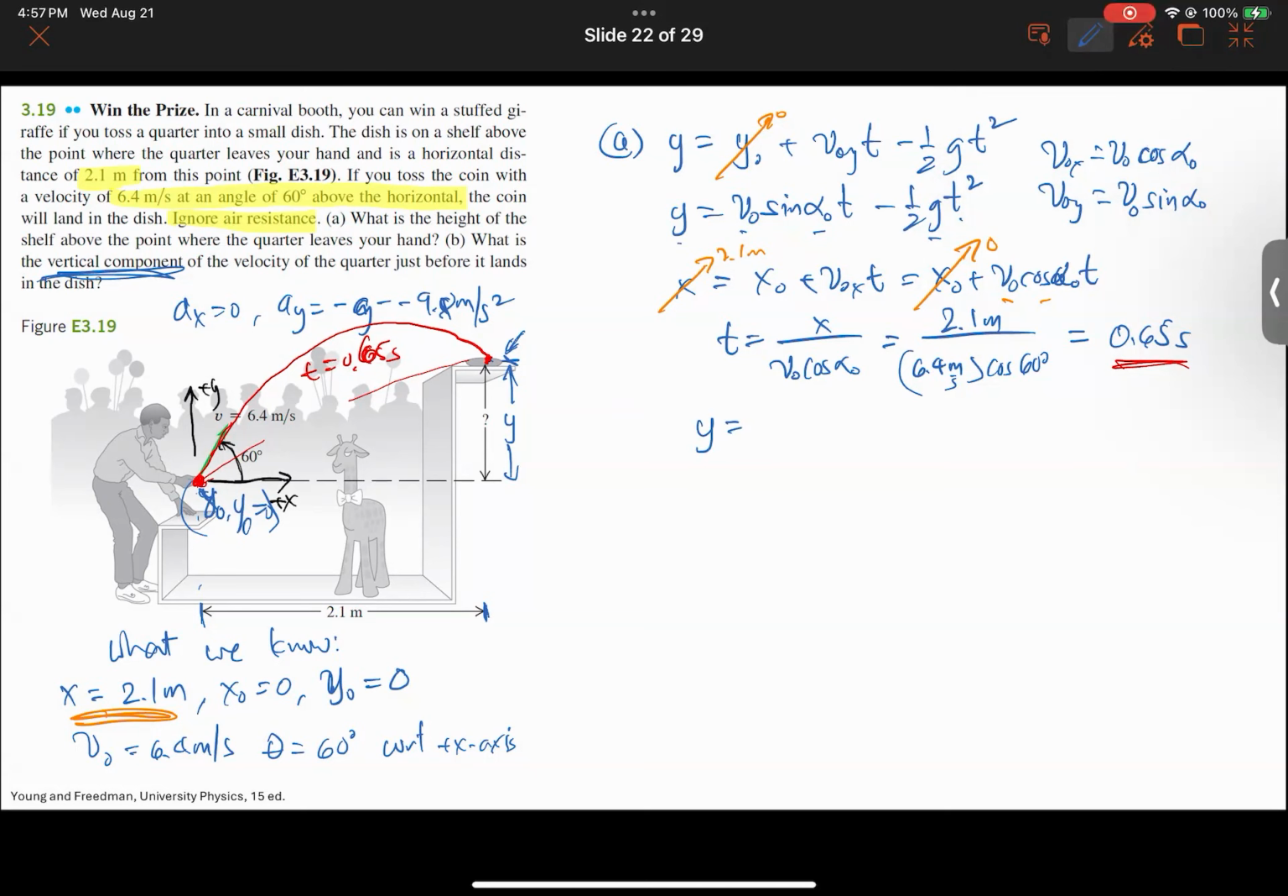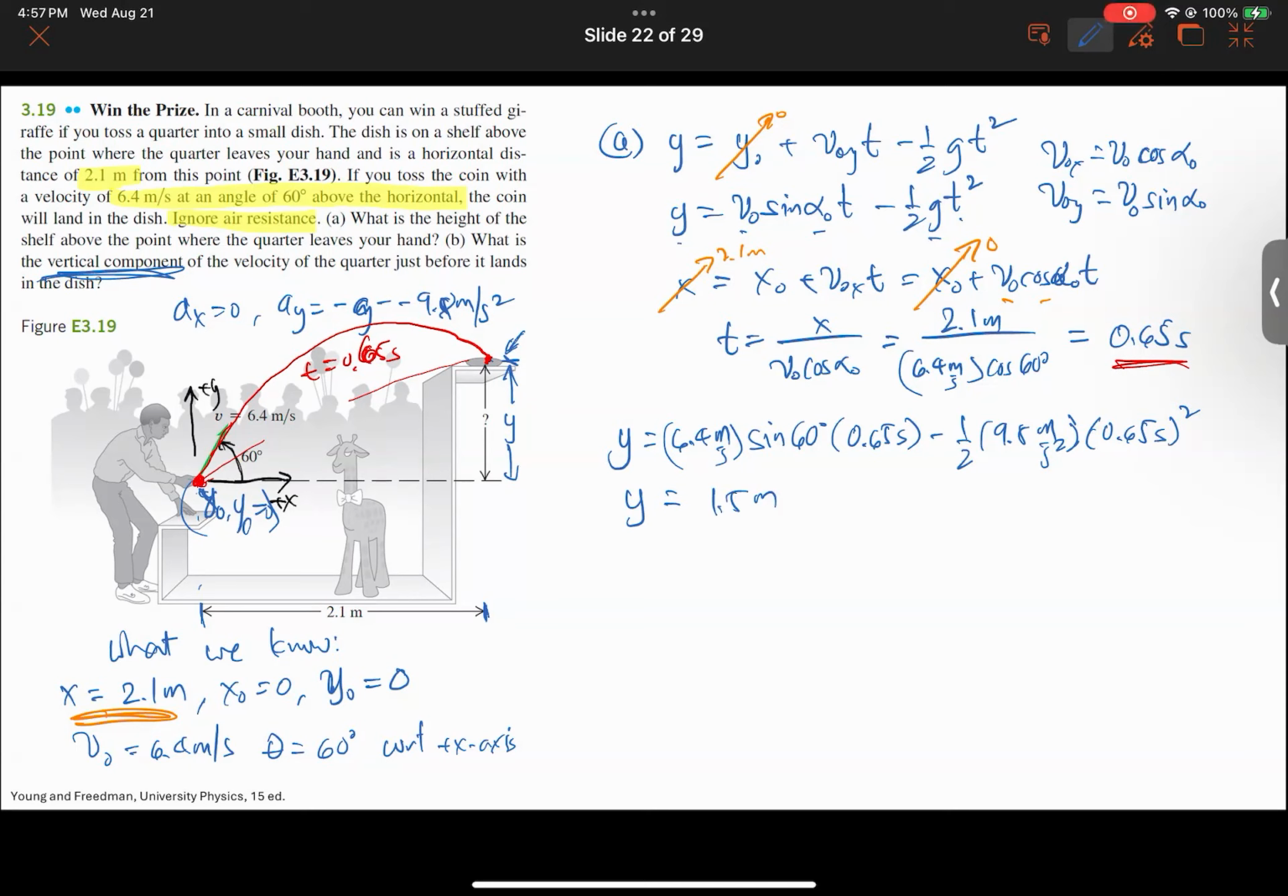So y is equal to, i-move ko ng konti kasi baka maubusan tayo ng space. So y is equal to v naught, which is 6.4 meters per second, times sine 60 degrees times time na 0.65 seconds, minus 1/2 times 9.8 meters per second squared times 0.65 seconds squared. Okay, so y then will be equal to 1.5 meters.